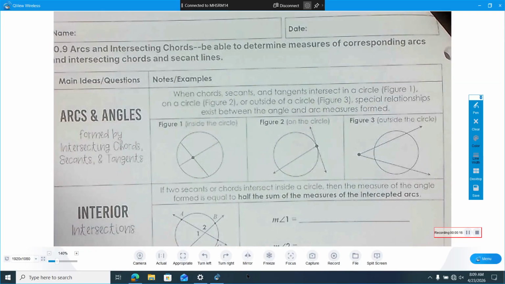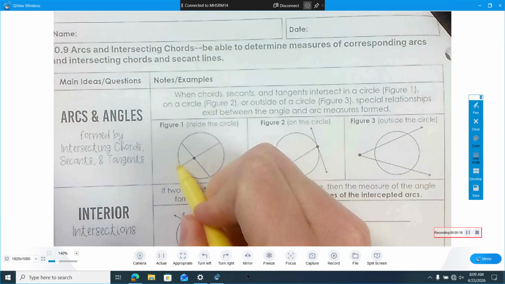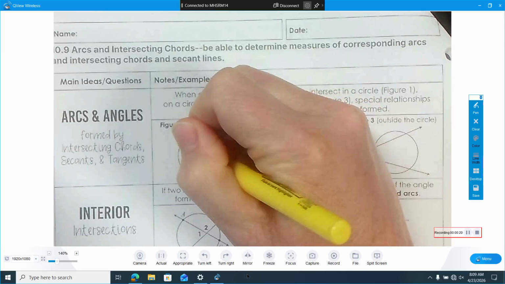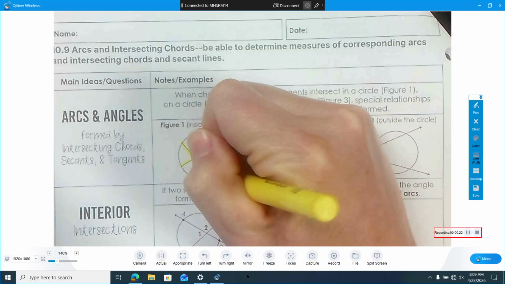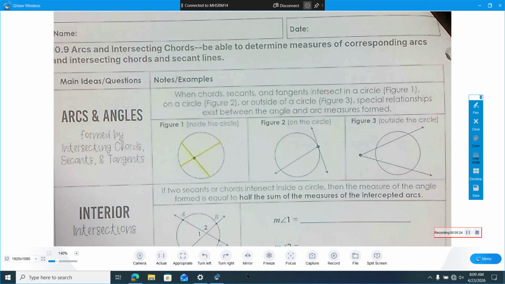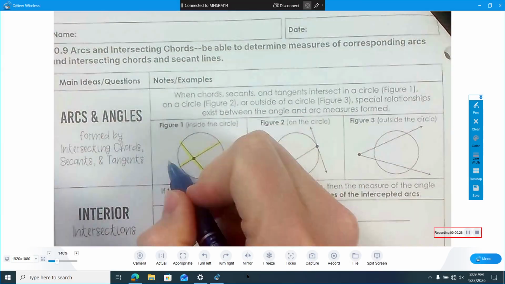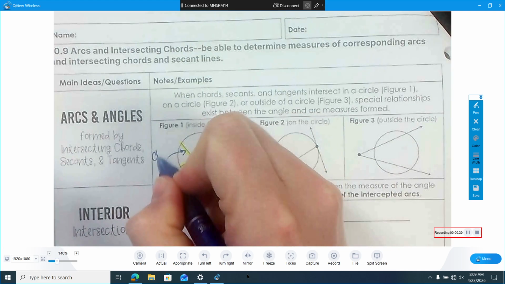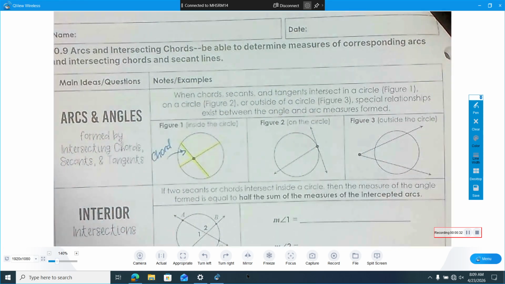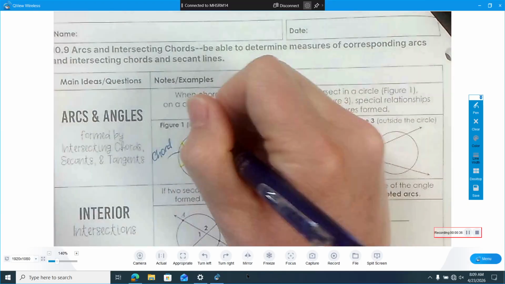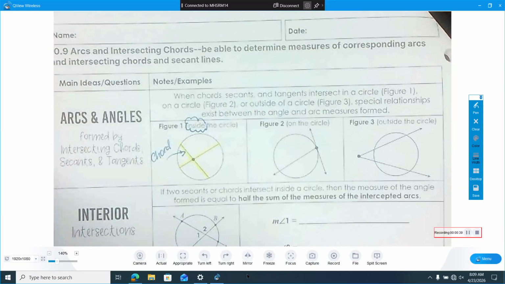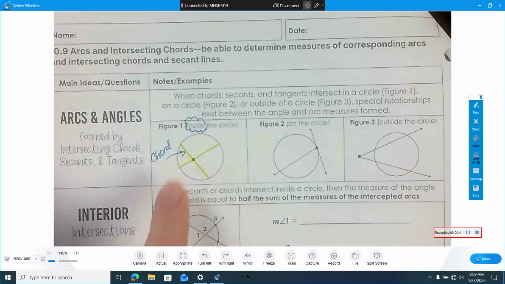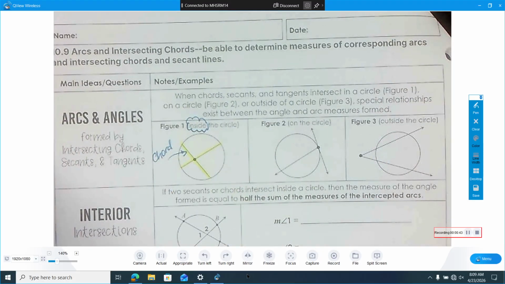First of all, these two lines that I've highlighted in yellow here are called chords. And so you want to know that word. That is a chord. And so here we have two chords that are intersecting, and they're intersecting inside the circle. So that point of intersection right there is on the interior of the circle somewhere.